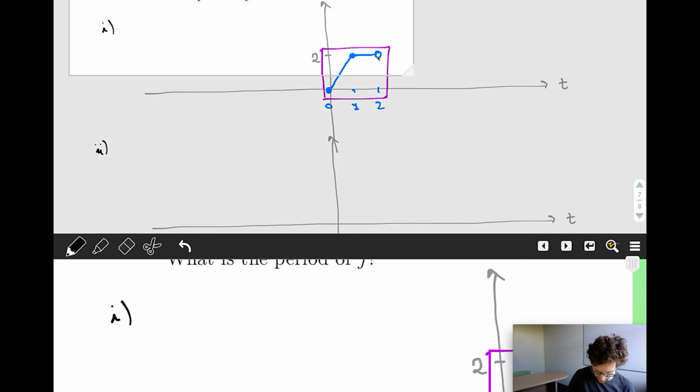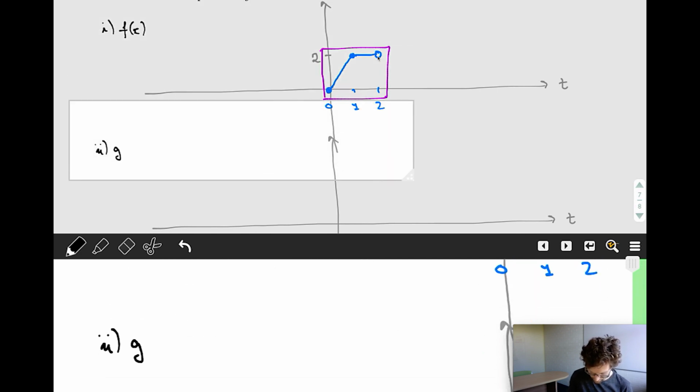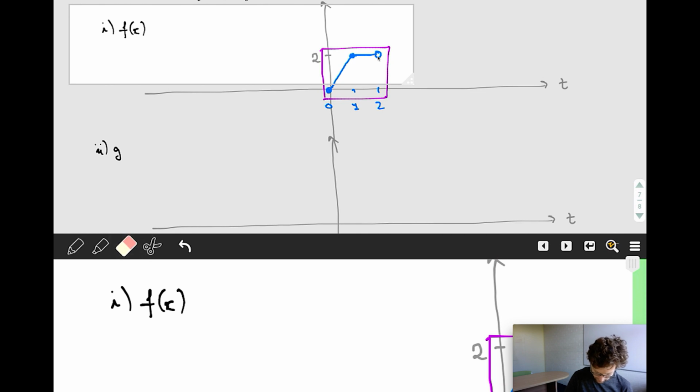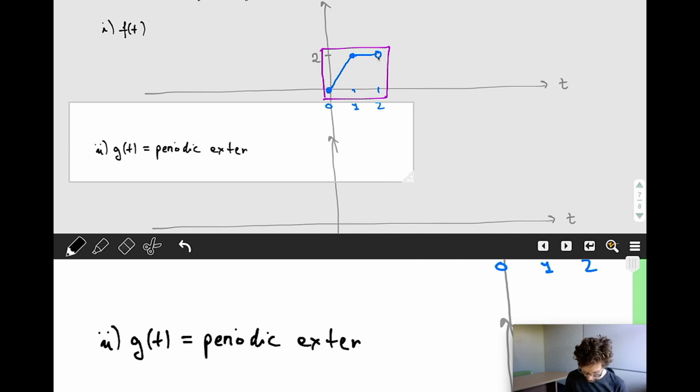So this is the function f of t. We're defining a function g of t, which we're calling the periodic extension. We're extending this function in a periodic way. It's the periodic extension of our little basic tile f of t.